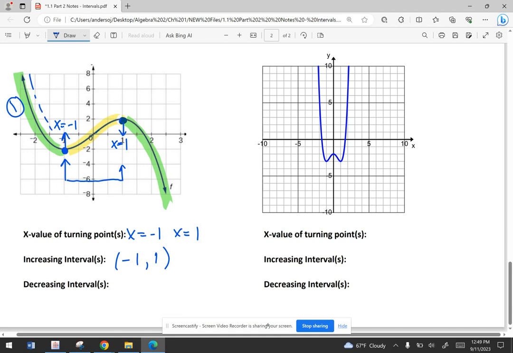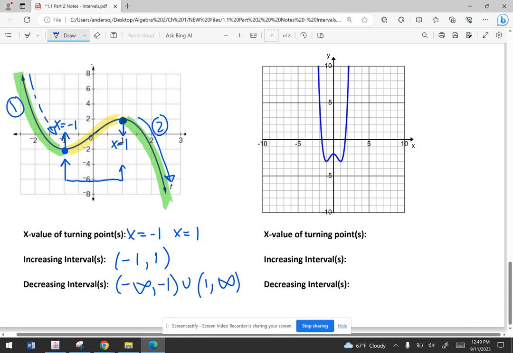See here, the graph is going down. Here, the graph is going down again. So the graph is going down the first interval from negative infinity to -1. We're going to group those 2 together. It's going to start back over at 1 and go to positive infinity.